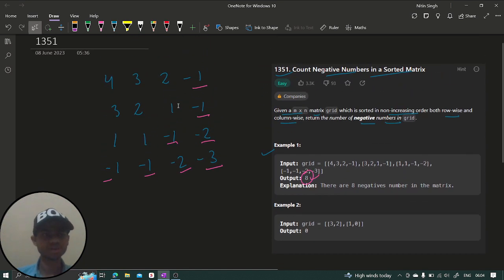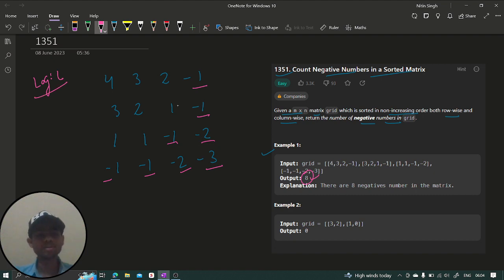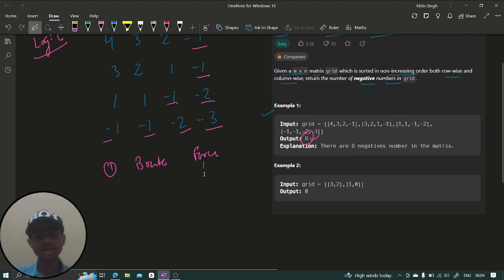So let me write the logic here. All right. So how can we solve this problem? First of all, we are going to discuss the brute force approach. The brute force approach is going to be really easy. What you have to do is traverse one by one, right? You have to simply traverse over every element, and if that element is less than 0, that means it is negative. So add a count to your result, right?